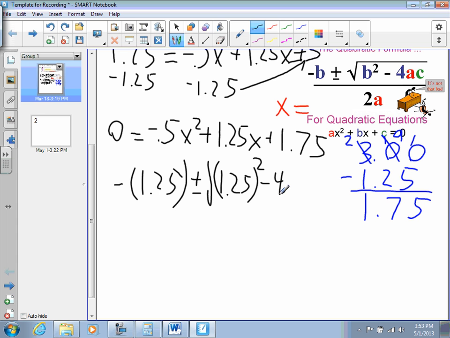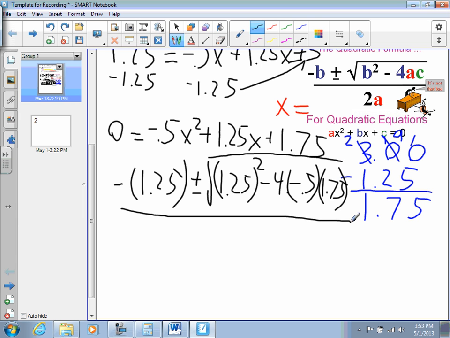minus 4 times negative 0.5 times 1.75. Square root of all of that, and it's all over 2 times negative 0.5, or 5/10. Okay, now they tell us that we get to use a calculator.